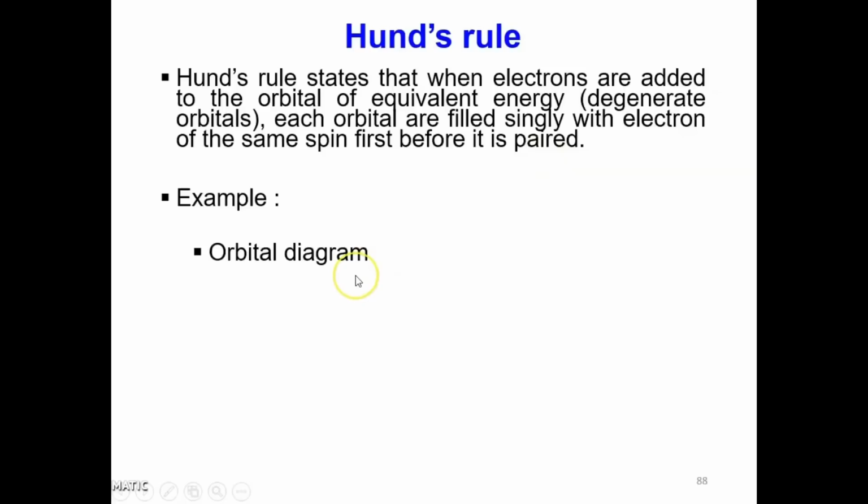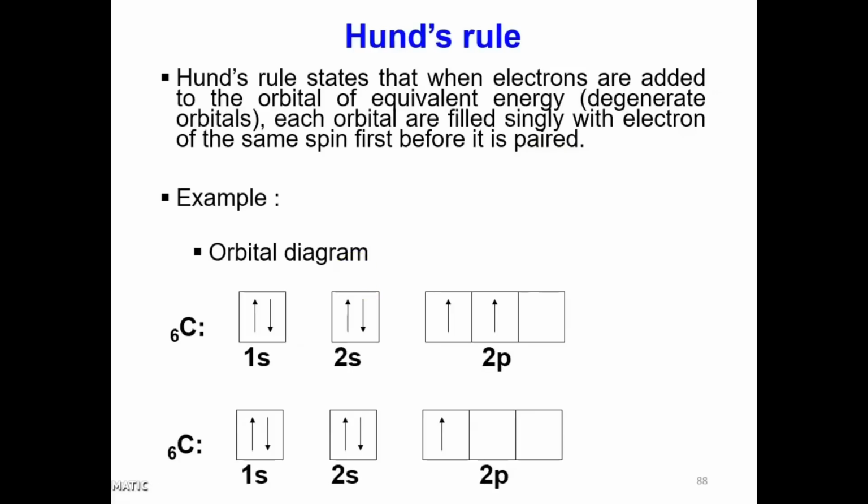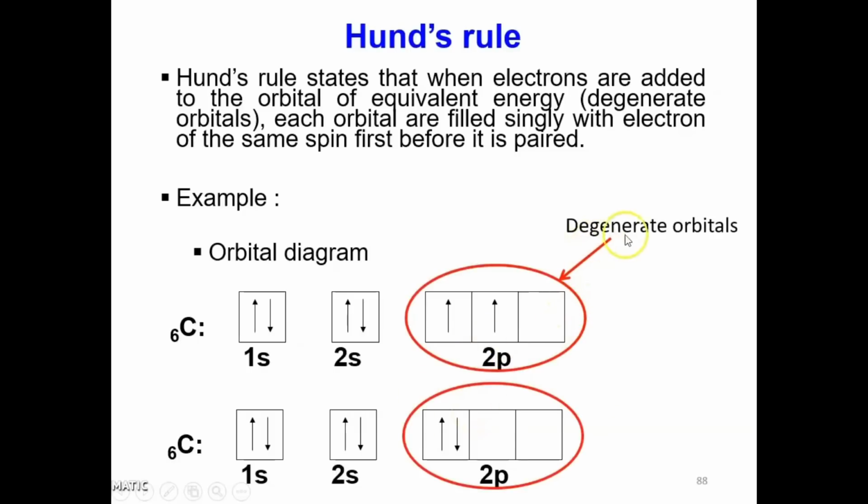For example, let's take a look at the orbital diagram of carbon atom. Carbon has 6 electrons. So the 2 electrons fill in the 1s orbital first, so 1s2, 2s2, and the remaining electrons will be filled in the 2p orbital. Please note that these 2 orbital diagrams differ in how the electrons are arranged in the 2p orbital, which is the degenerate orbital. The orbital diagram above is the correct one according to Hund's rule, since the electrons are filled singly with parallel spin before they are paired. The orbital diagram below is not acceptable because it disobeys Hund's rule.